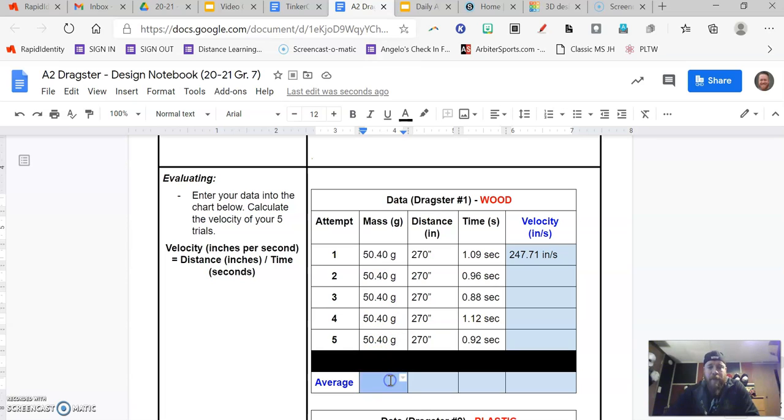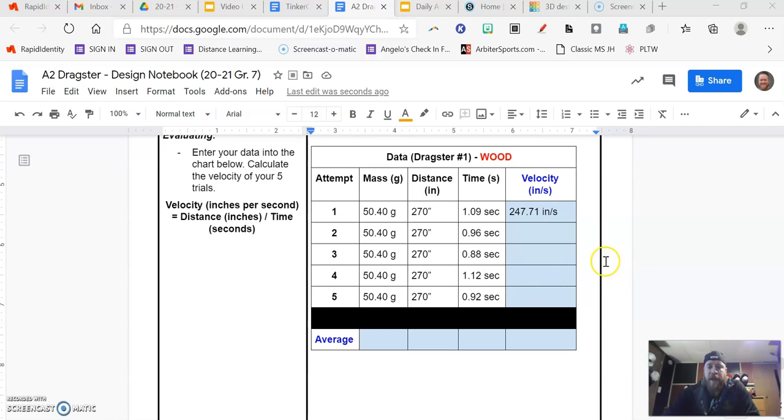Fill that in this column. The second column right here, this should be your average distance. Third column is the average time, so add all these together, divide by 5. And then the last column here, your average velocity, would be all of the velocities that you just calculated, divided by 5 will tell you your average. So go ahead and pause the video now and calculate those averages.